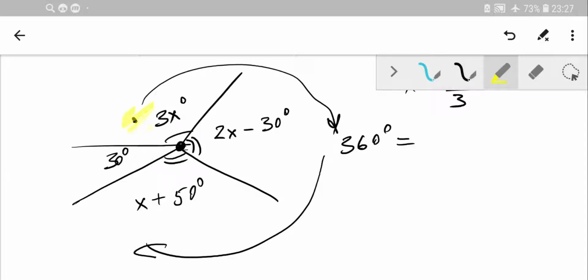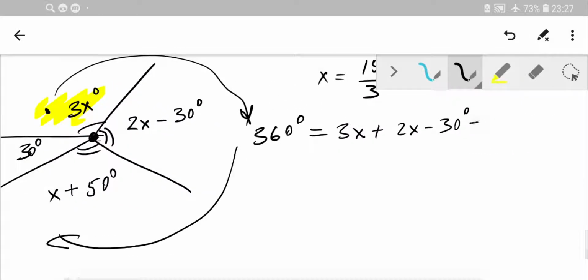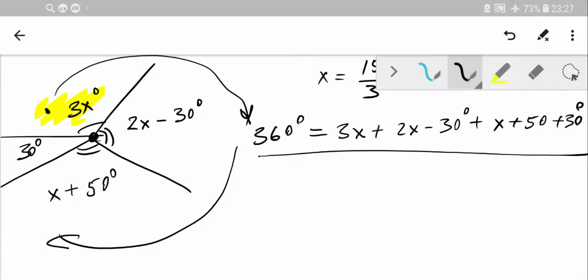Okay, this is the starting point. So 3x plus 2x minus 30, then plus x plus 50, and then plus finally 30. Okay, then I just simplify and try to find the value.